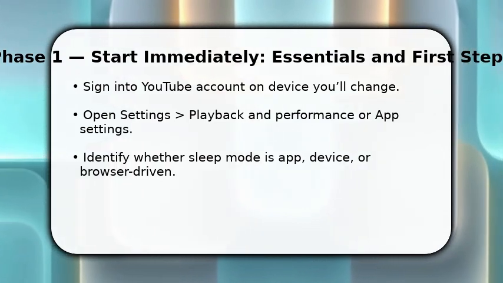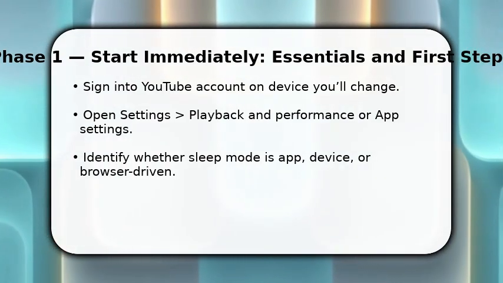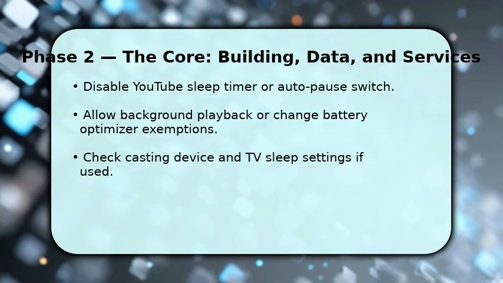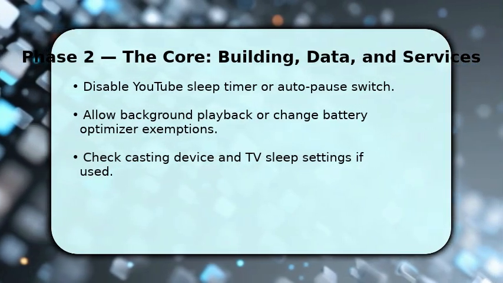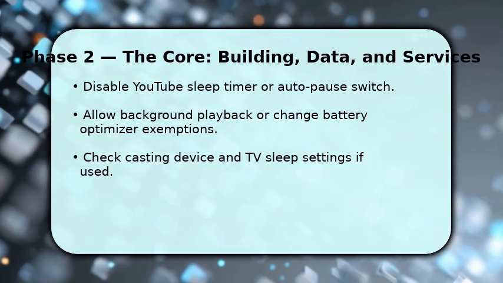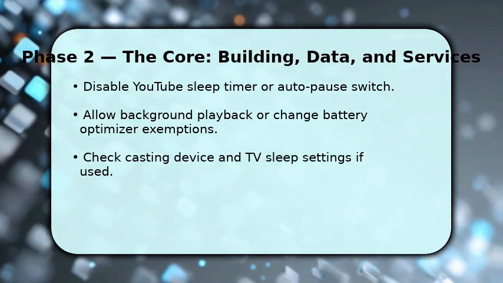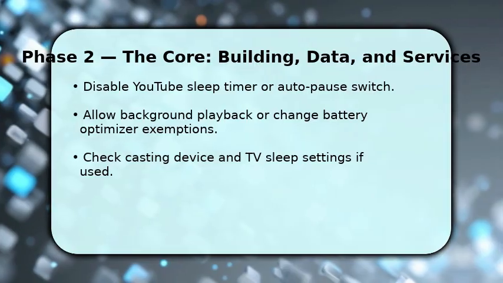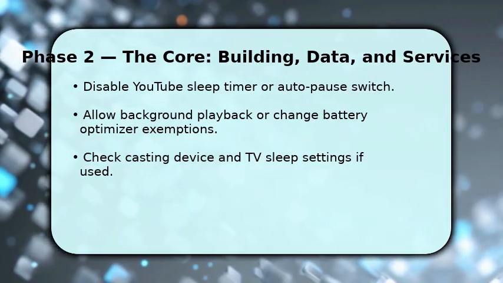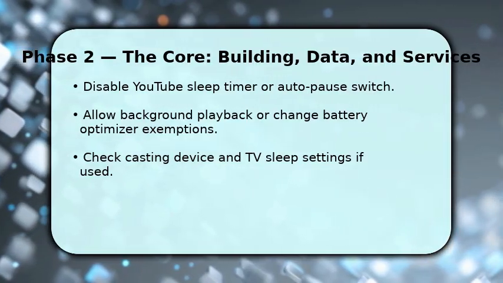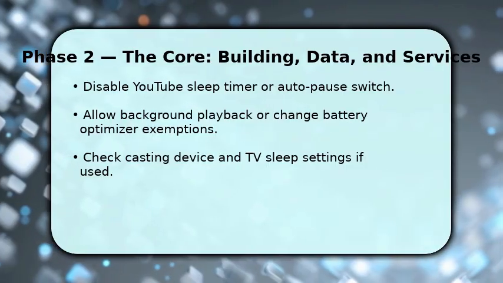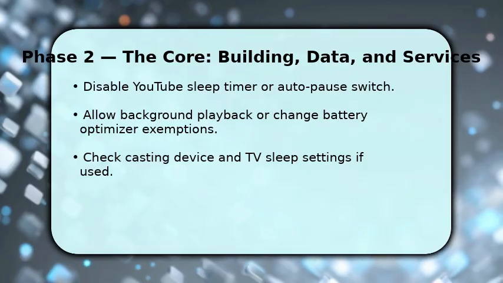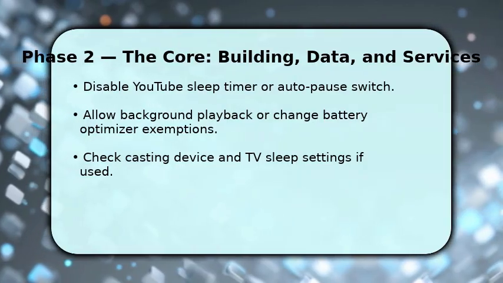Now you modify both app and device settings to remove sleep behavior. In the app, turn off sleep timer and auto pause, enable background playback if available. Then, exit to your device settings, disable battery optimization for YouTube, permit background activity, and set screen timeout longer where appropriate. If you cast, also change the TV's sleep or HDMI-CC auto-off settings. Casting can inherit TV timers.